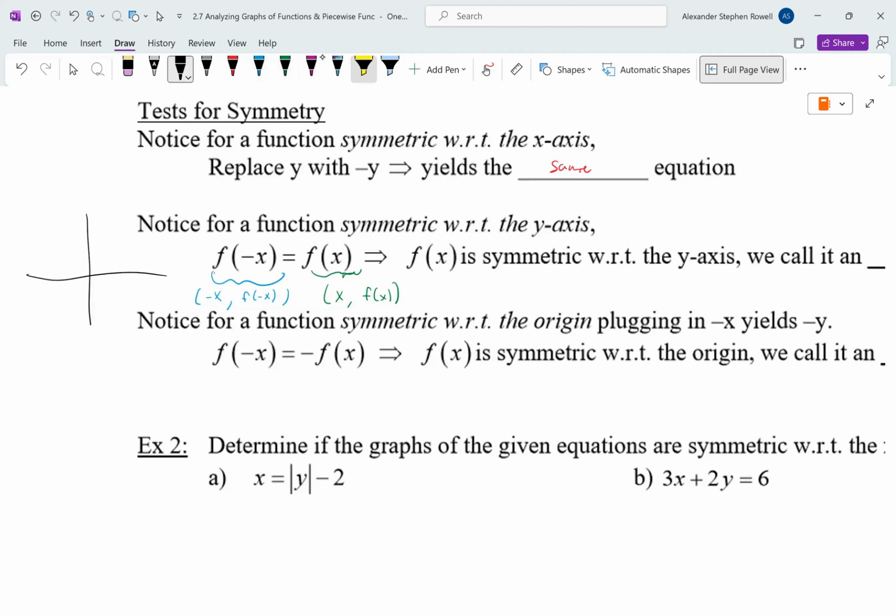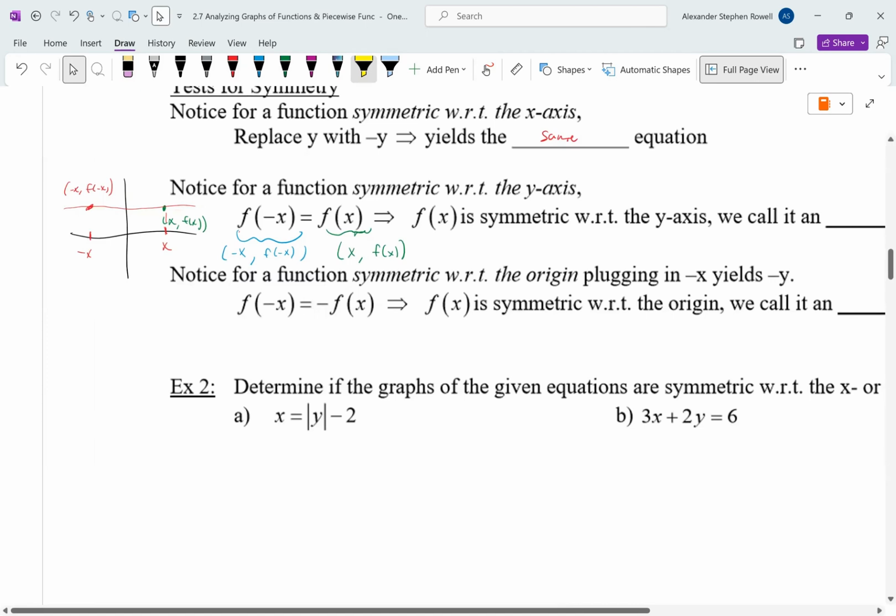So if I have a point over here, I'll call it x comma f of x. This corresponds to an x value. If I plug in the negative x value, equidistant on the other side, it's telling me I get the same y value. Negative x, f of negative x. So if that's true for all x values, it's true for my entire function, and I have symmetry with respect to the y-axis. Are there any questions about this?